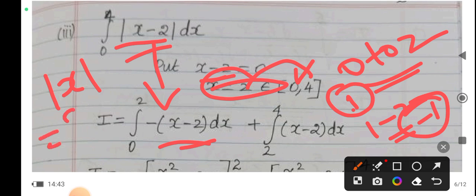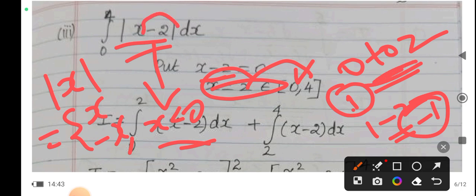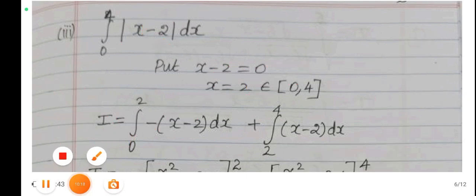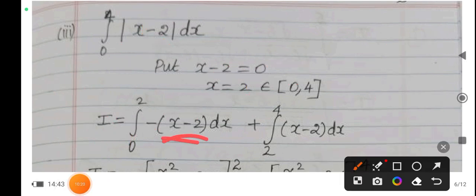Modulus x can be positive x or it can be negative x. So plus x when x is greater than 0, and minus x when it is less than or equal to 0. Apply numbers in the interval 0 to 2 instead of x: 0.5 minus 2 is negative, 1 minus 2 is negative, 1.5 minus 2 is also negative. So we are getting negative, and in that way we apply the negative of x minus 2.